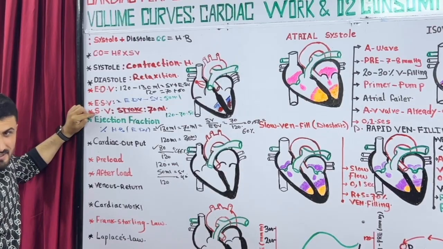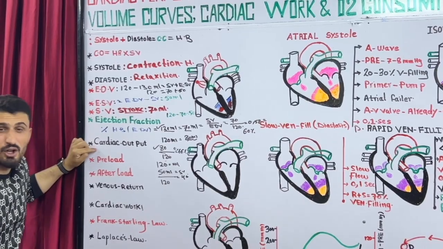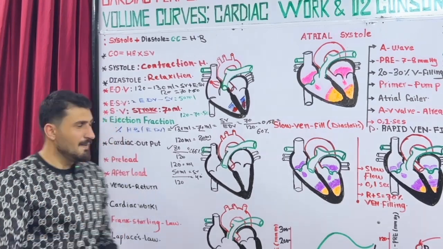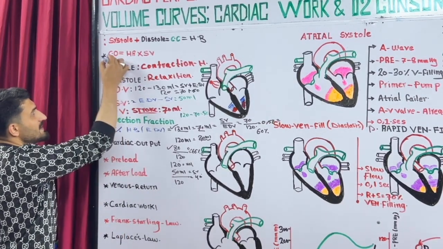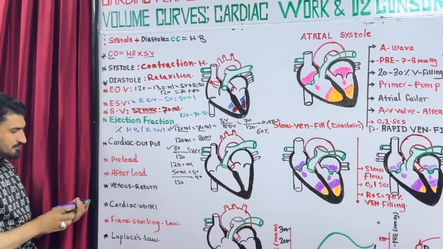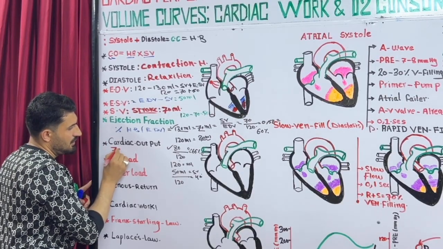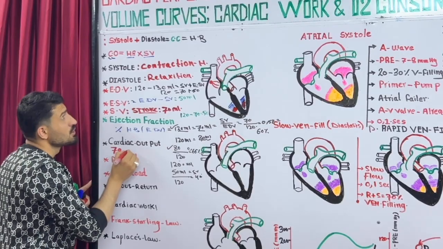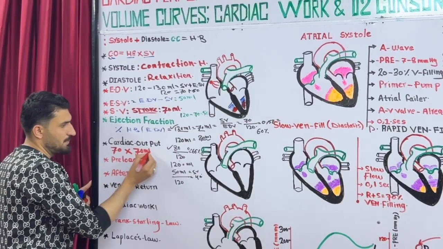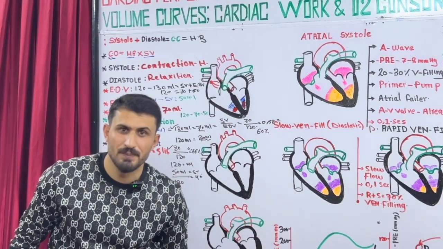Now, about the cardiac output. Stroke volume is the amount of blood which is ejected in one beat by the heart, but cardiac output is the amount of blood which is ejected by the heart in 1 minute. Okay, so cardiac output is equal to heart rate times stroke volume. Very important. For example, if my heart rate is around 70 beats per minute, and stroke volume is around 70 mLs, if you multiply them, you will get around 5 liters of blood in 1 minute.